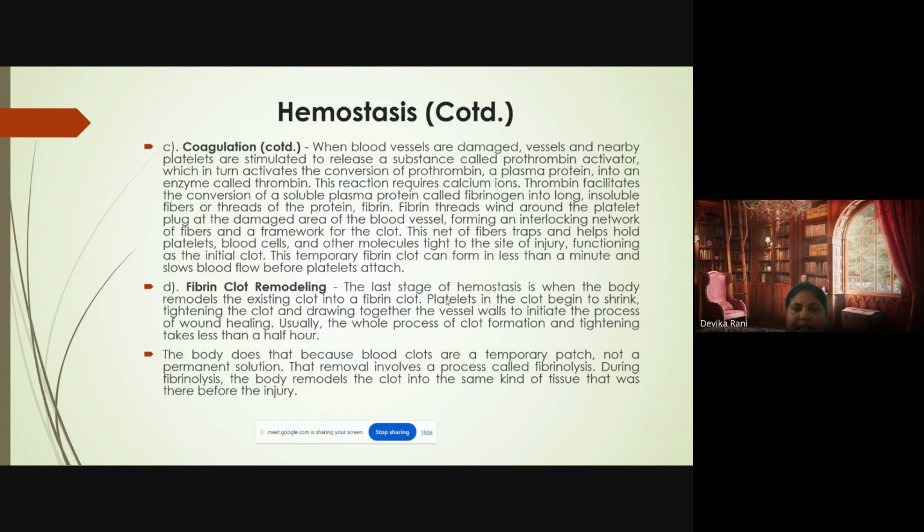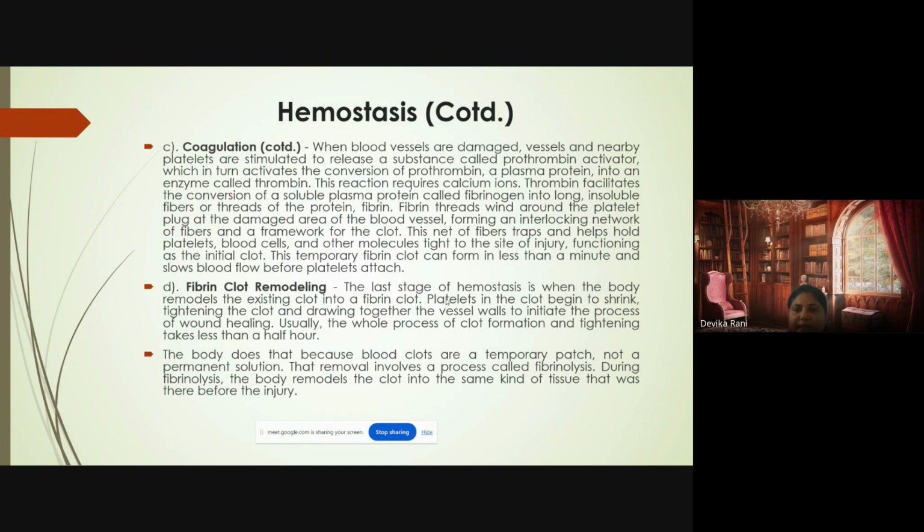The body does that because blood clots are a temporary patch, not a permanent solution. The purpose is just to stop the bleeding at that point in time. That will not make it exactly like the tissue which was there earlier. For example, if you have a small cut, you will see a clot forming there, but that is not exactly the tissue which was there before the cut. So to get that back, this clot also has to be slowly removed, and the place has to be healed.